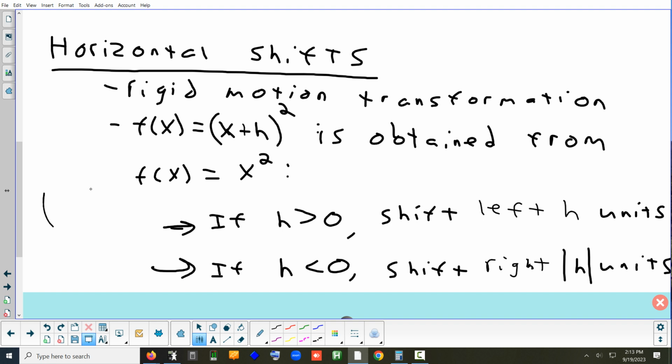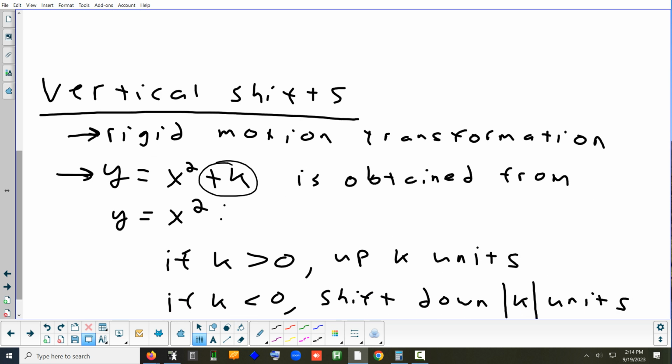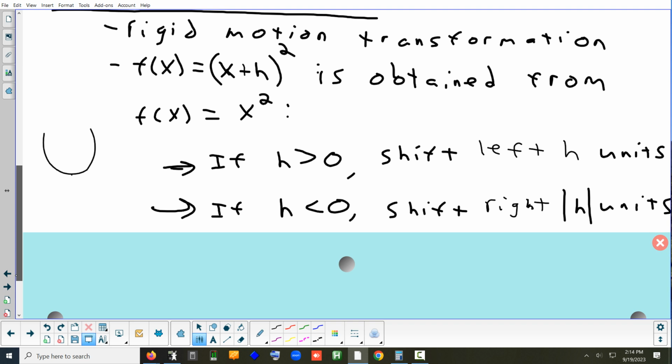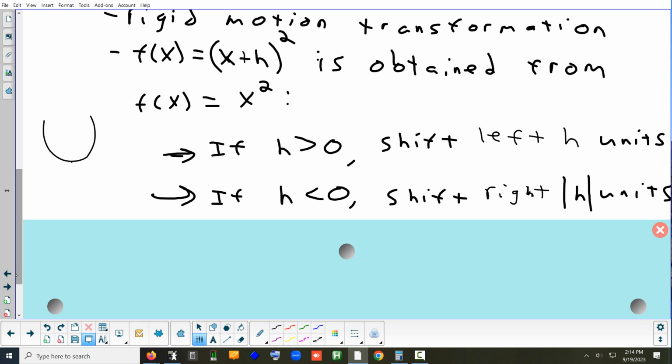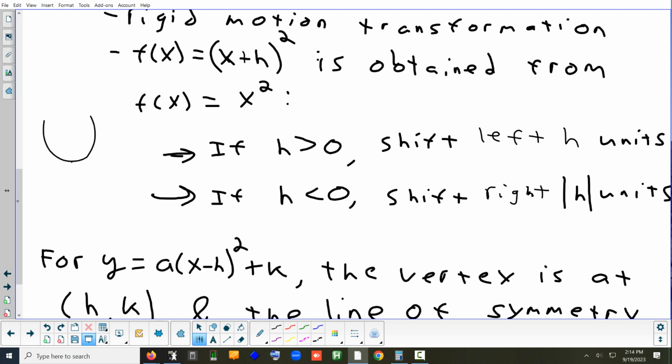Okay, what do we call this point again? At the very bottom of the parabola? Vertex. That's the vertex. So now we've talked about shifting left and right. We talked about shifting up and down. So what we can do now is write a formula to find the vertex if we shift our graph.